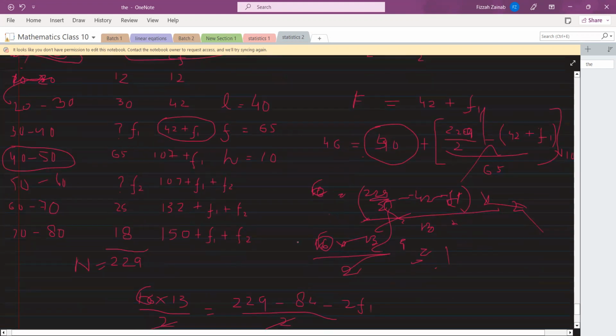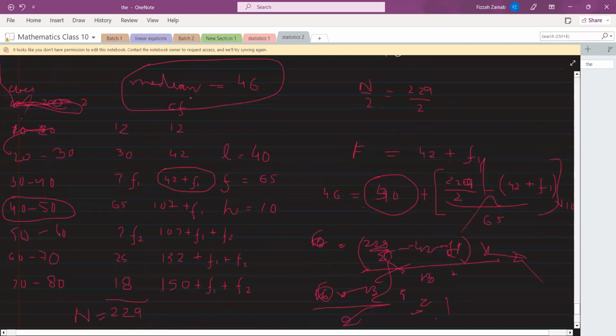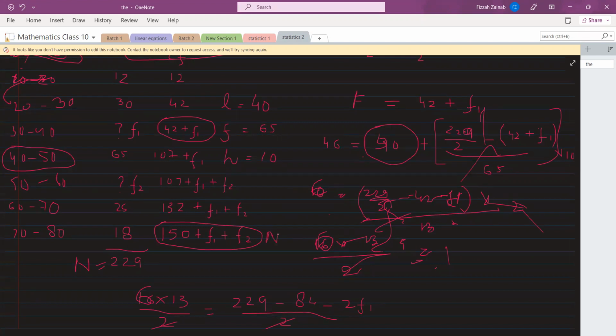So how will you find it? Here you can do one thing. We know that when you do cumulative frequency, this last addition should be equal to n. This is actually your n, isn't it? Now this n is already given in the question that the total of frequency is 229. So 150 plus F1 plus F2 is equal to 229. So F1 you have already found. Put the value of F1 and quickly find F2. Tell me how much is F2.